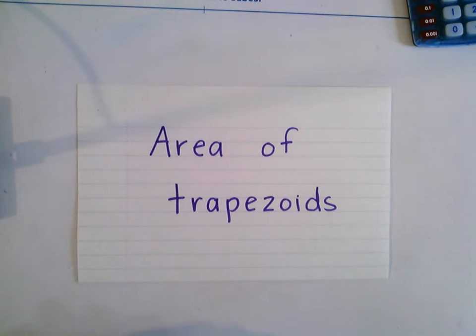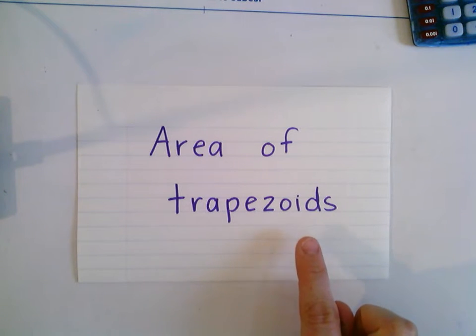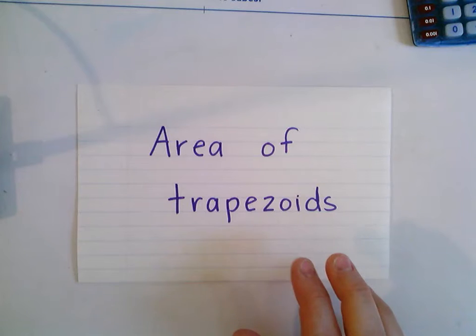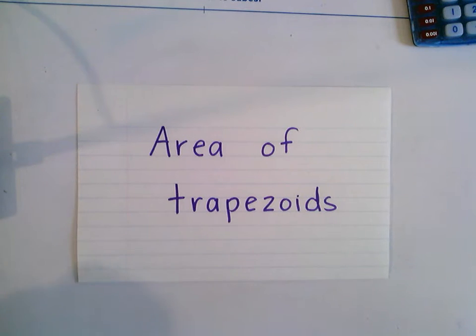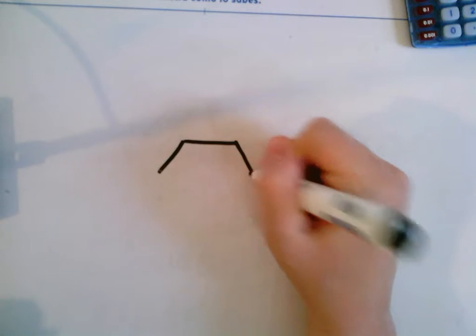All right, in our next lesson, we're going to learn about finding the area of trapezoids. If you remember from 5th grade, a trapezoid is a quadrilateral, which is a four-sided shape that has one set of parallel lines. So a trapezoid could look like this.